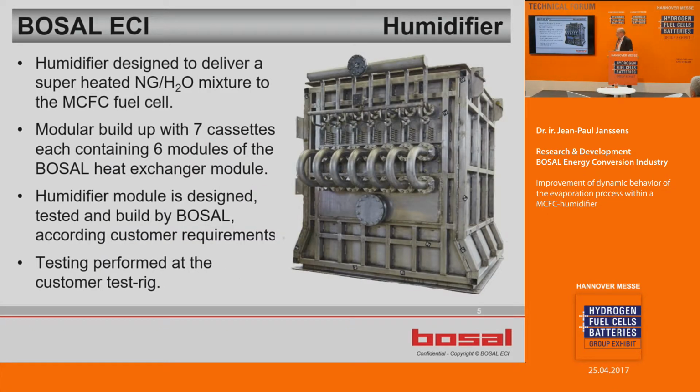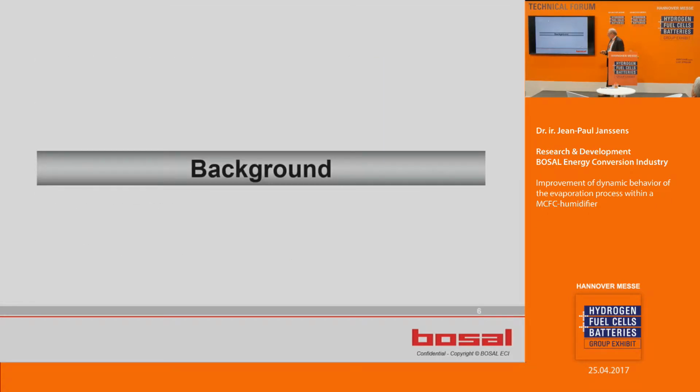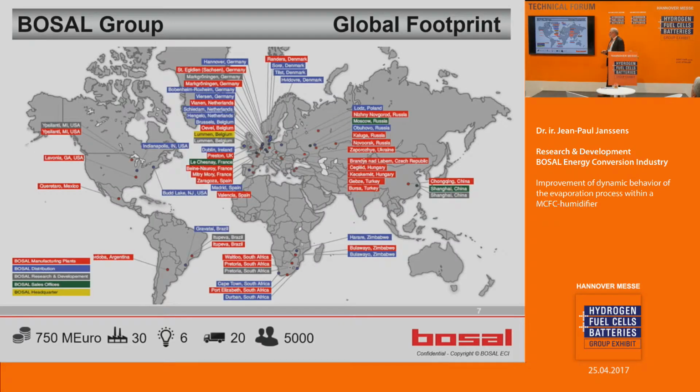What we make is this type of system. So this is the humidifier. It is designed to heat up natural gas, mixing it with steam. And that is built out of 7 cassettes for a kind of modularity. It is built and tested at BOSAL and also at the customer. What is the background? Well, BOSAL is known as an exhaust manufacturer. And we are a global player, as you can see. We are active in multiple continents. And it is based on that knowledge that we now develop a humidifier.